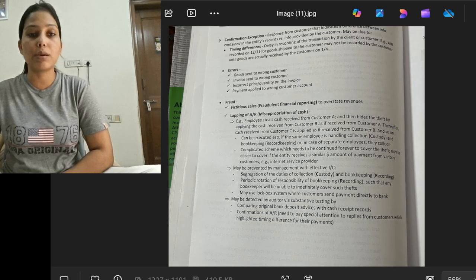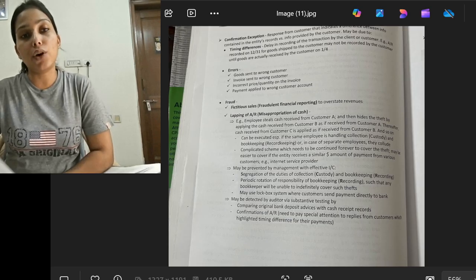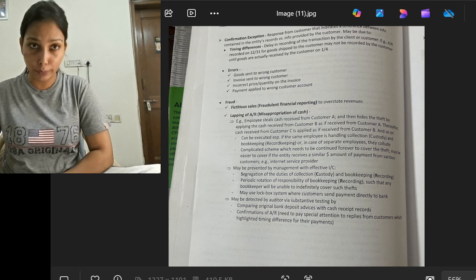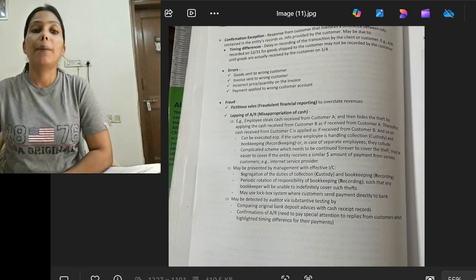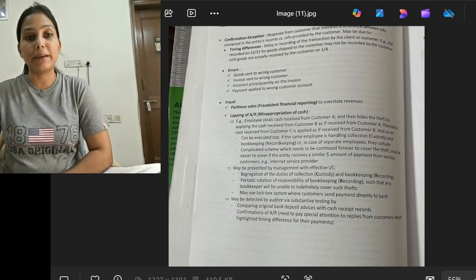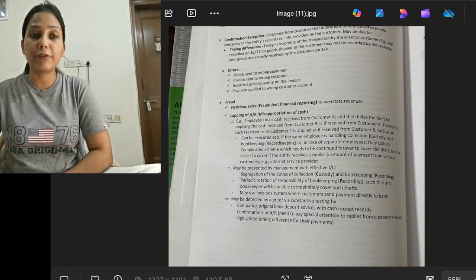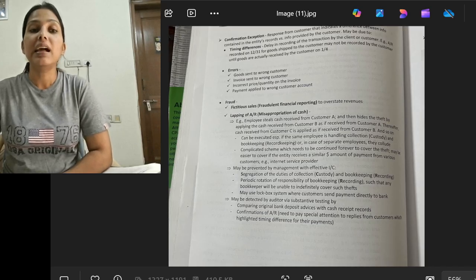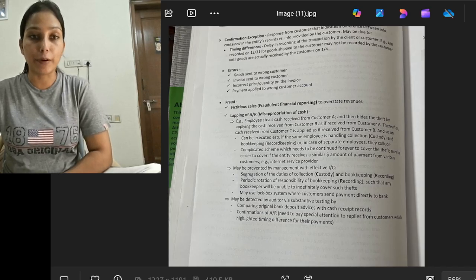So timing differences may arise because the entity might record the sales, might record the AR in the books when the goods are dispatched, but the customer might not have recorded it till it is received by them. So there are certain timing differences where differences might arise, and in this case reconciliation should be performed.